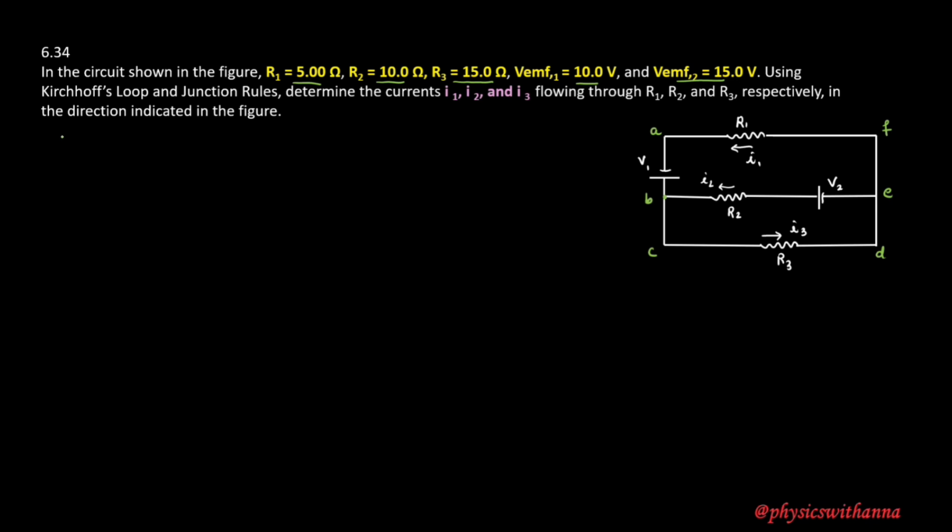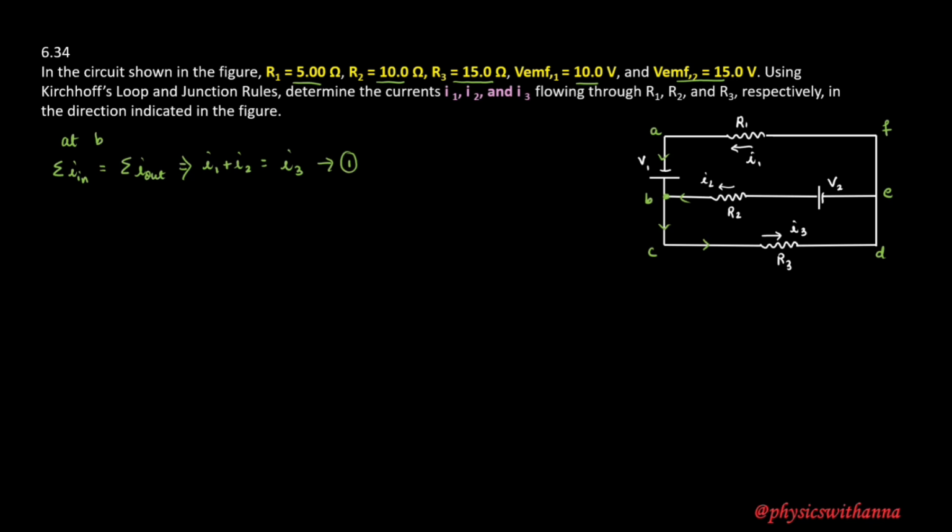So we know from Kirchhoff junction rule that at junction B, the sum of all currents which are entering the junction must be equal to the sum of currents which are leaving the junction. So if we look at junction B, the currents which are entering are I1 and I2. So we can write I1 plus I2 is equal to the current which is leaving junction B, which is I3. So I1 plus I2 equals I3. I will call this equation 1.